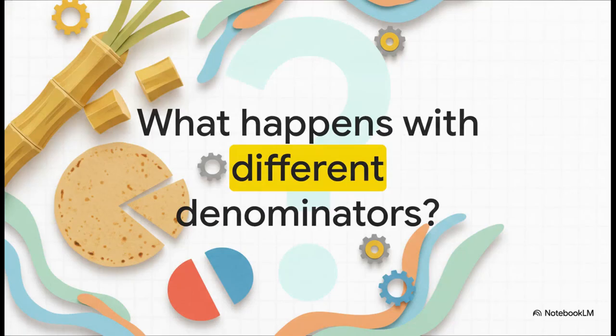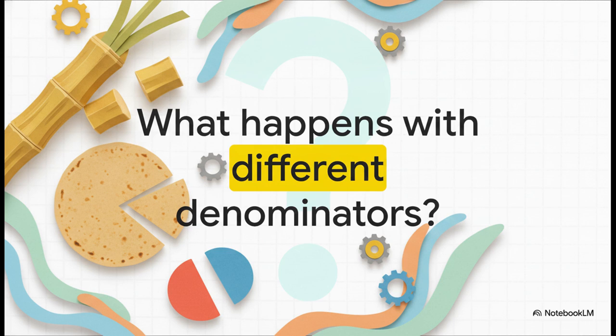So, let me ask you a question. What actually is a fraction? I want you to imagine cutting up a whole object, like, say, a huge, delicious piece of sugarcane, or a nice warm chapati, into parts of different sizes. Those individual parts, those are your fractions. But here's the big question. What happens when we try to put together fraction parts that have different denominators?